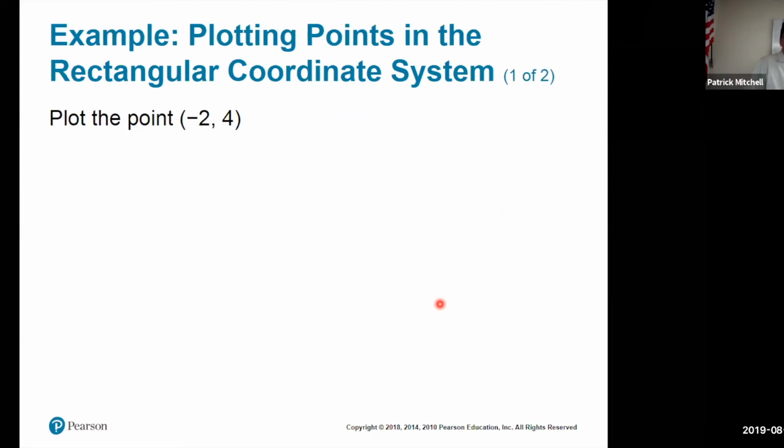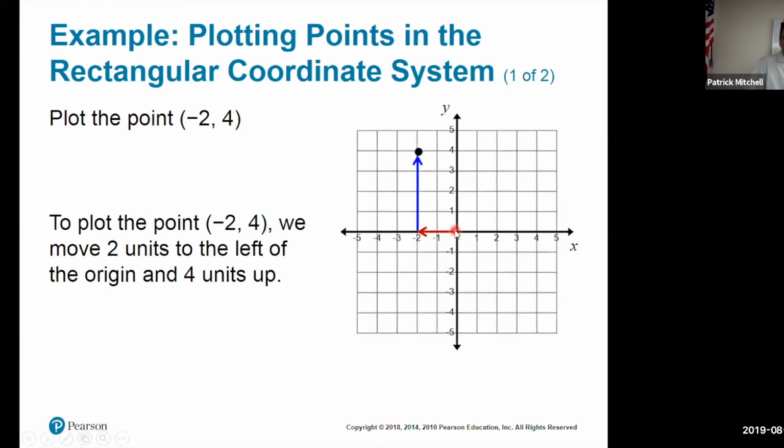Okay, so for example, the point (-2, 4) means start at the origin, go 2 units to the left of the origin, that's the -2, and then go 4 units up, 1, 2, 3, 4. So there is the point (-2, 4). This is in quadrant 2. I don't think that I have this written down in here, but at some point it might be helpful to remember. Over here is quadrant 1, and then it goes counterclockwise: quadrant 2, quadrant 3, and quadrant 4, right?